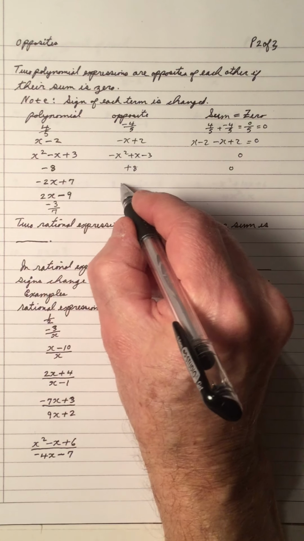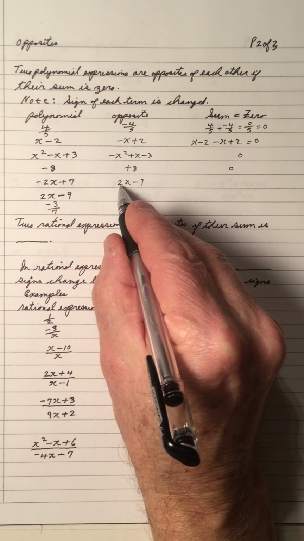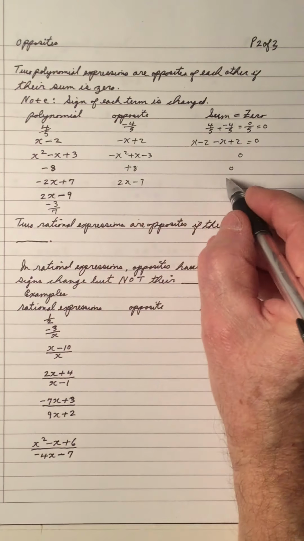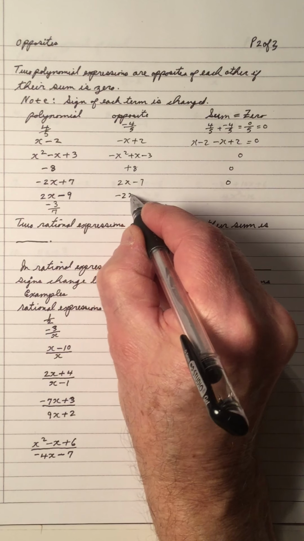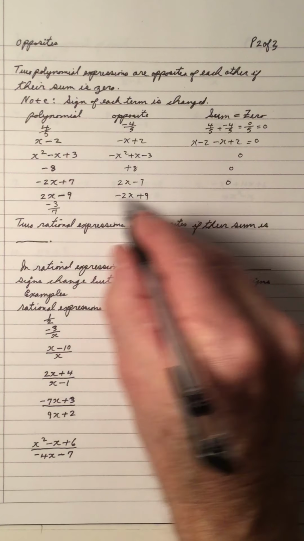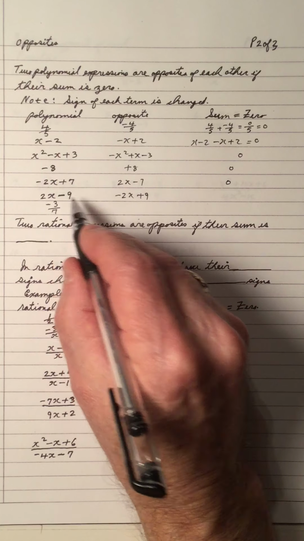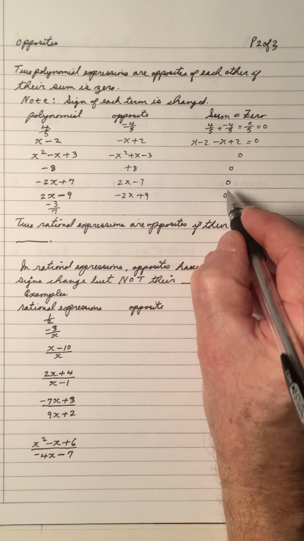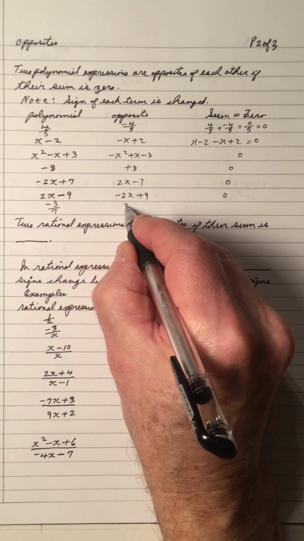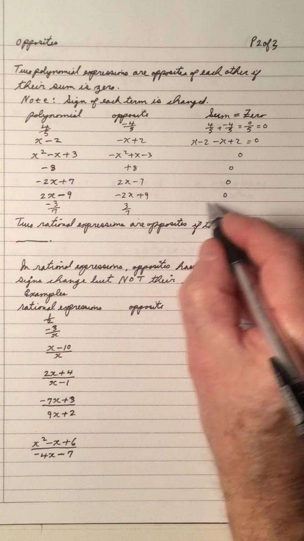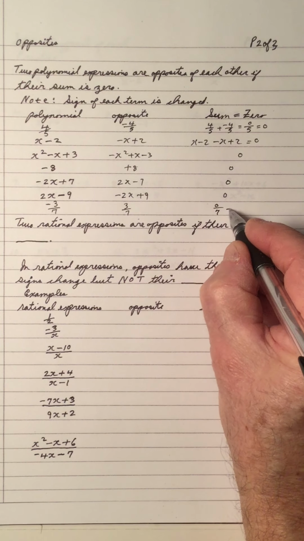The opposite of negative 2x plus 7 is 2x minus 7. Negative 2x added to 2x is 0. Positive 7 added to negative 7 is 0. And 2x minus 9, the opposite is negative 2x plus 9. You add 2x and negative 2x, you get a 0. You add negative 9 and positive 9, you get a 0. So the sum is 0. And the opposite of negative 3 over 7 is positive 3 over 7. So negative 3 plus 3 is 0 over 7, which is 0.